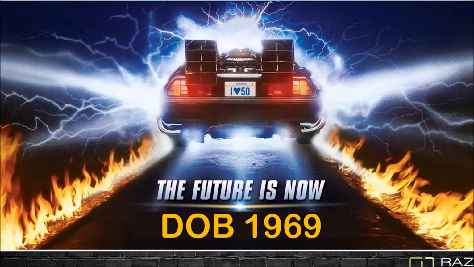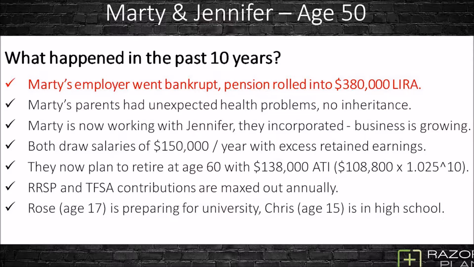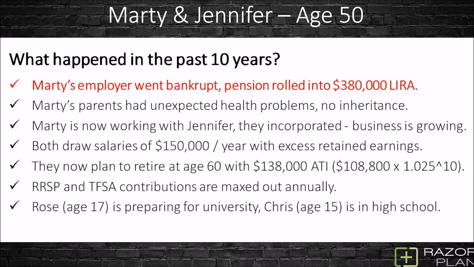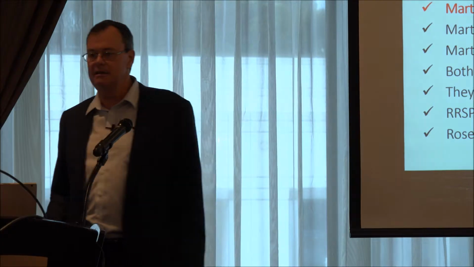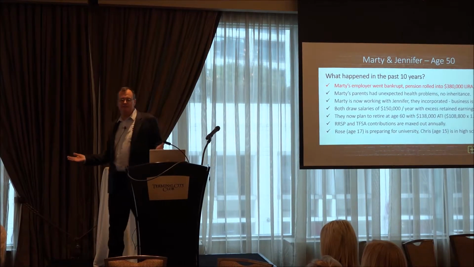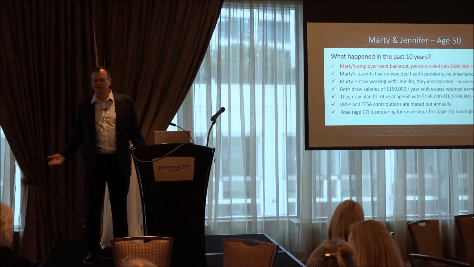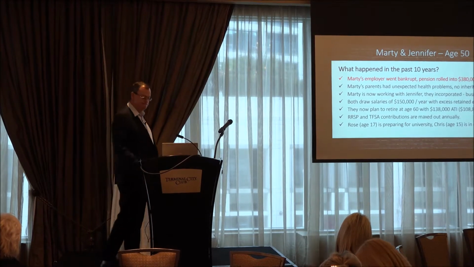So, now it's 1969. They're now 50. Do you like my license plate? Anyway, so what's happened in the past 10 years? Big thing is Marty's out of a job, lost his pension. Stuff happens, right? Was it really going to be that rosy for 30 years, Marty? Probably not. They're looking at retiring at age 60 now. The good news is that bankruptcy triggered an event where they incorporated and started their own IT firm, and business is growing. It's actually the best thing that could have happened to them.